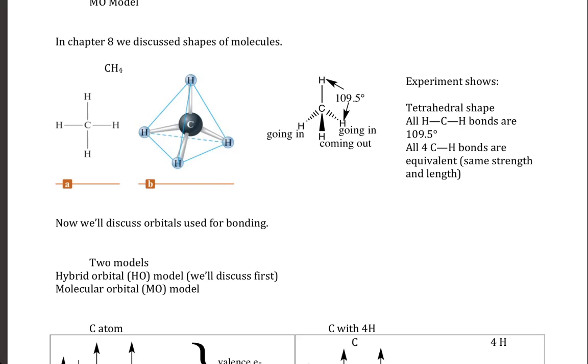Experiment shows us that it has a tetrahedral shape. All HCH bonds are 109.5 degrees. All 4 CH bonds are equivalent. That is, they have the same strength, they have the same length. So we have to keep that in mind as we discuss this.